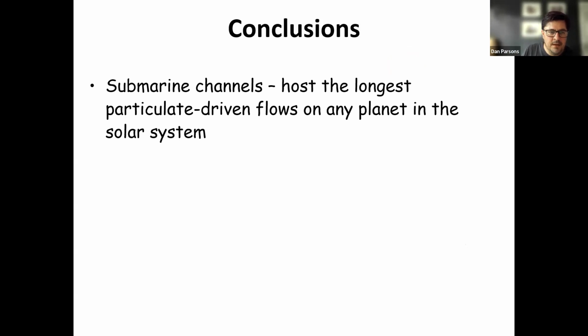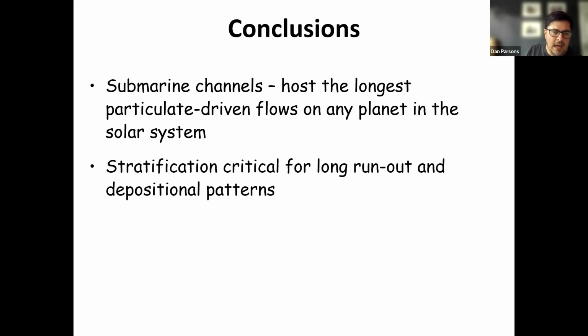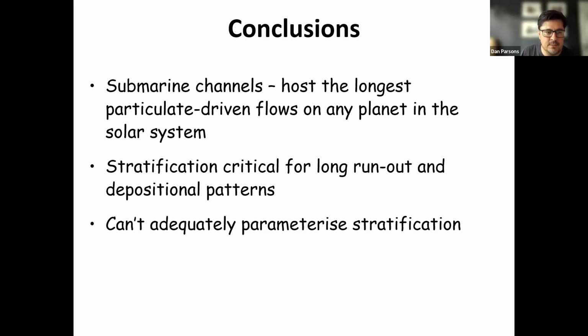So just to summarize on some of this work that I've talked you through, these submarine channels host the longest run-out particle-driven flows on any planet in our solar system. So the huge features. We've shown through our work the stratification of these flows. So the way in which sediment is distributed in the vertical is critical for the way in which they tend to run out for long distances, and ultimately governing the depositional patterns that we see from these systems.